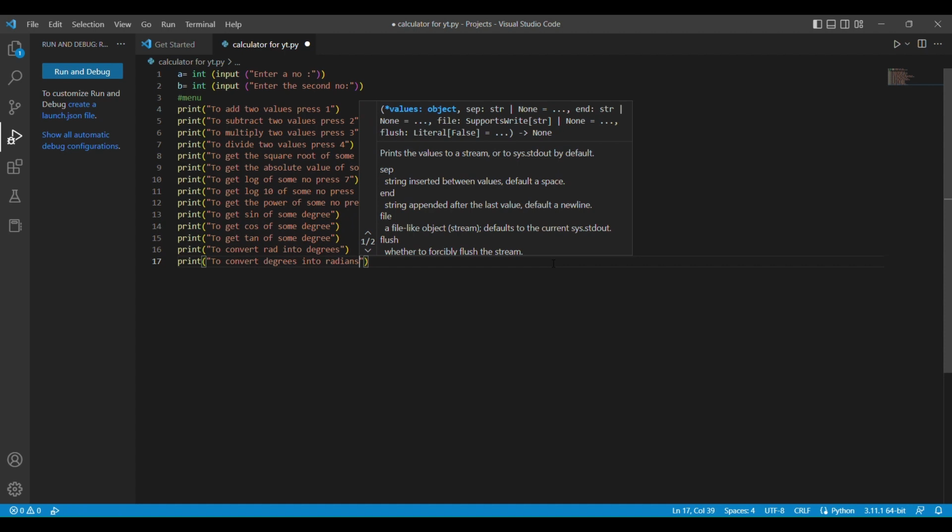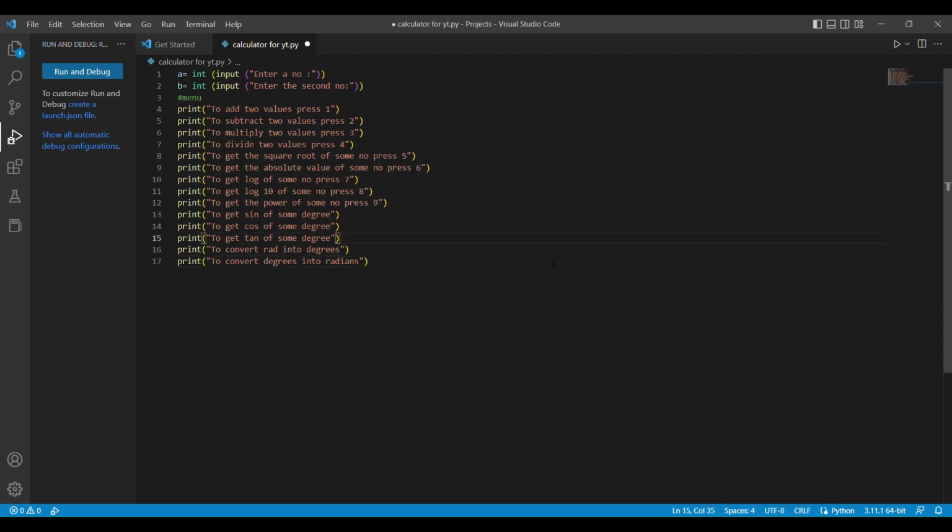And one thing that you should all know is that sine, cos and tan, all the trigonometric ratios, will be given in radians. It means we will not give the degree in degree form, we will give it in radian form. So first of all you can use the degree to radian command, then you can get the cos, sine and tan of them.